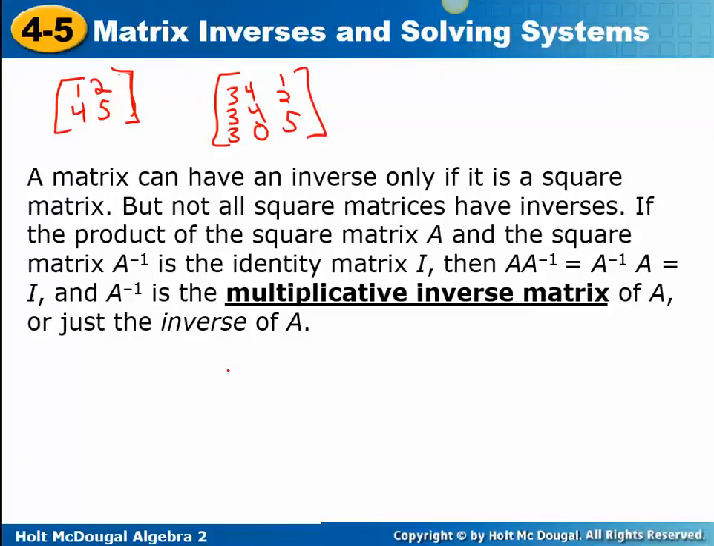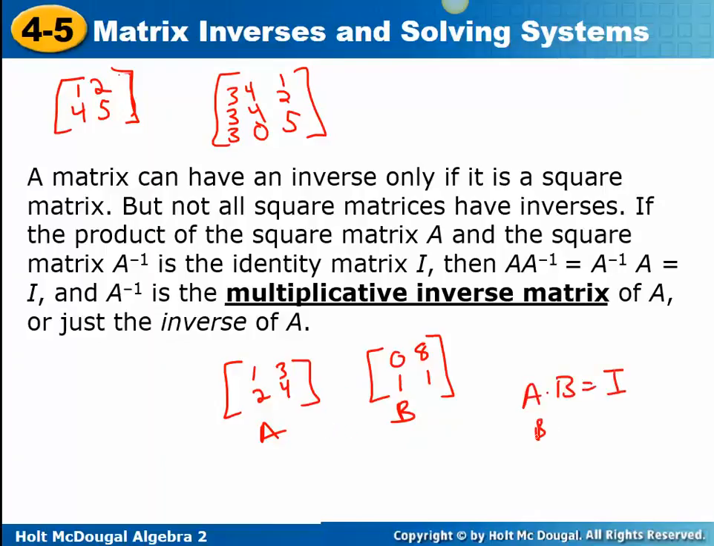If you have two matrices, let's say [1, 2; 3, 4], 2 by 2s, and [0, 1; 8, 1], I don't know. If we call this A and we call this B, these two are inverses of each other if A times B equals the identity matrix and B times A equals the identity matrix. Remember that matrix multiplication is not commutative. You would have to do it both ways to check. And the identity matrix is [1, 0; 0, 1] for a 2 by 2 matrix.